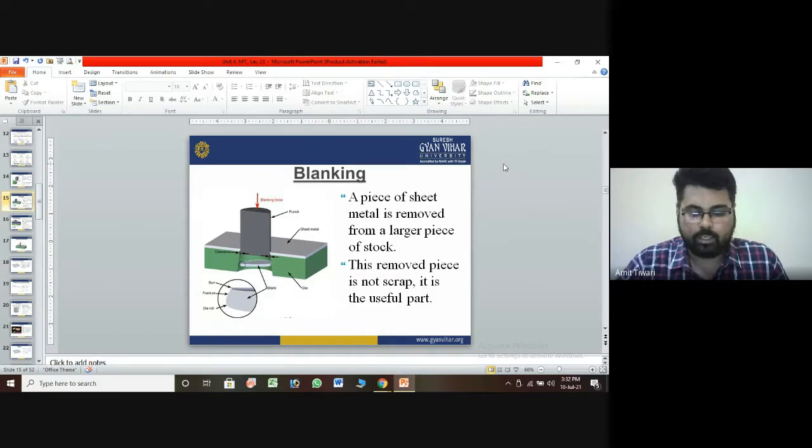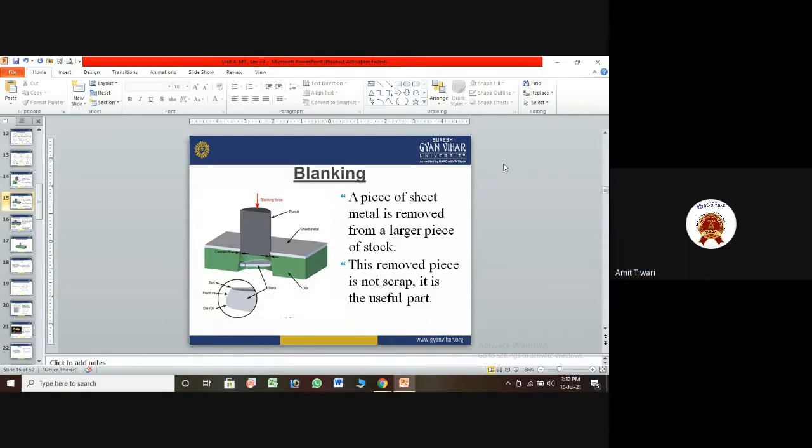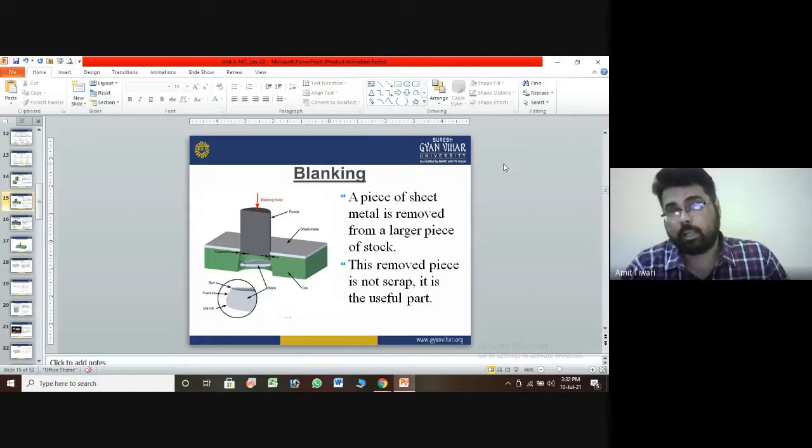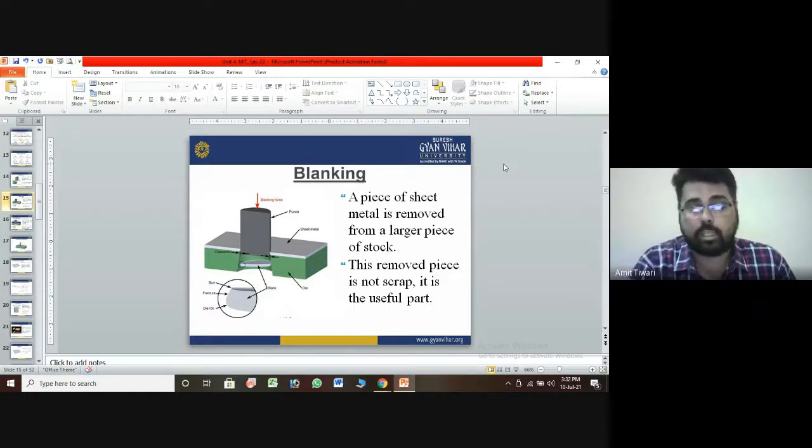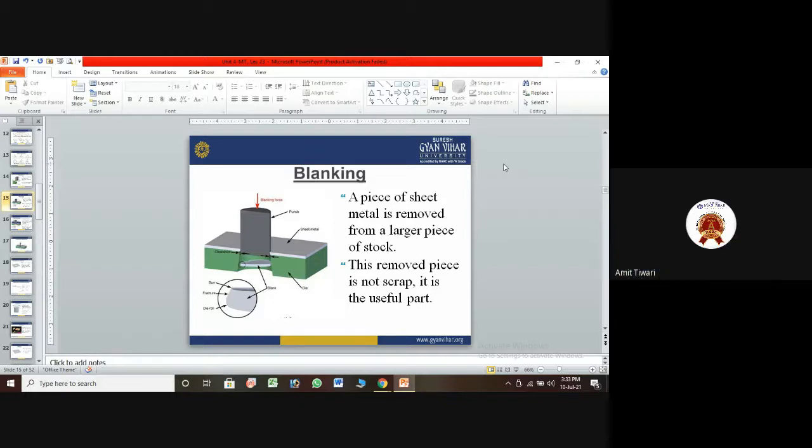Just keep in mind that a die and a punch will be required for giving the required dimension or shape to the final product. It is easy to understand and not a difficult task. So you can have an idea of it.